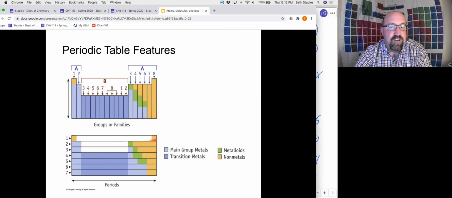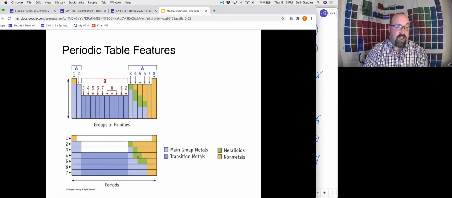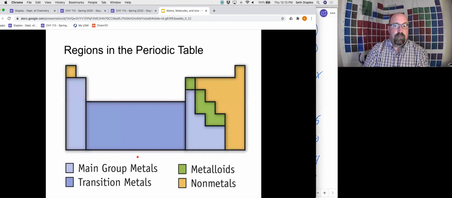Then we also have periods, which are our horizontal rows. And so periods 1 through 7. And then we have what we call the main group elements, which are our group A elements, and then our transition metals, and then our main group metals, you can see here shaded, and then non-metals and metalloids. And we'll talk a little bit more in detail about those features probably in our next lecture, actually. And so there's just those regions blown up a little bit.